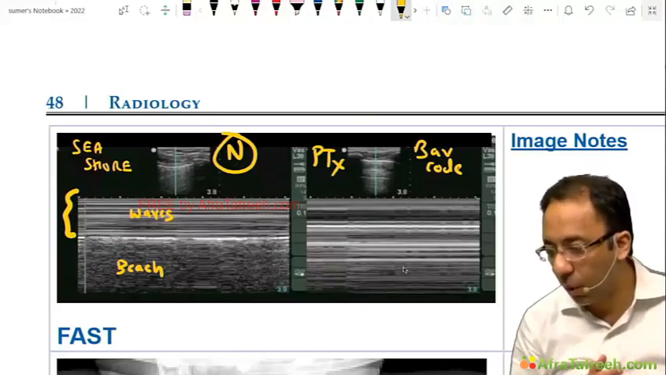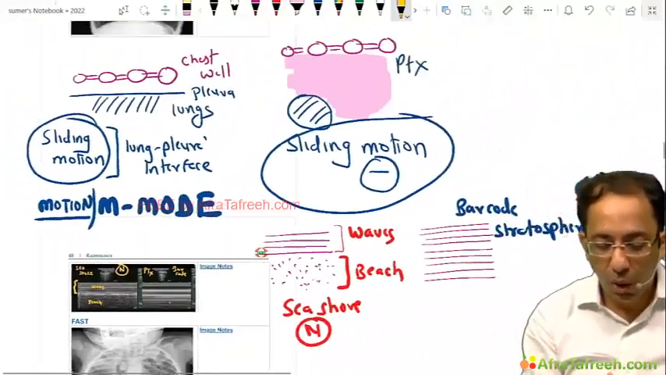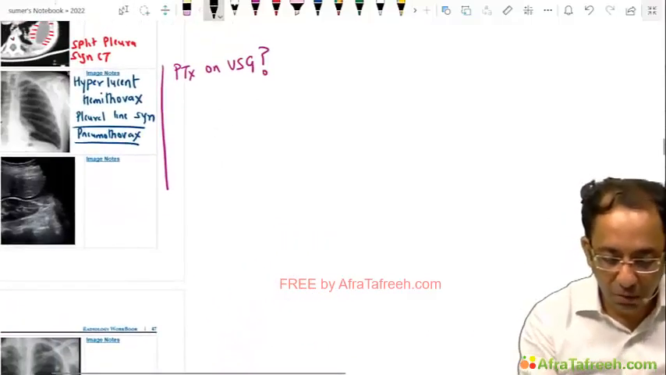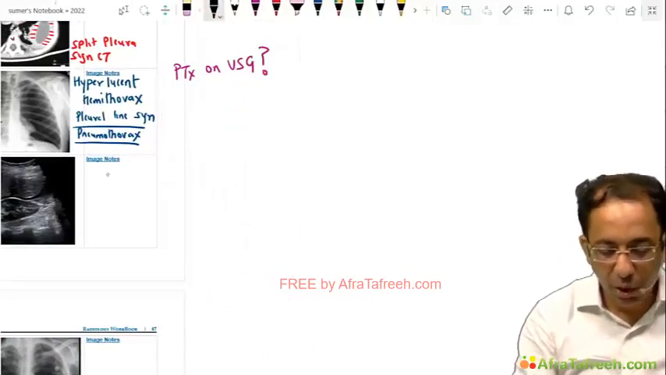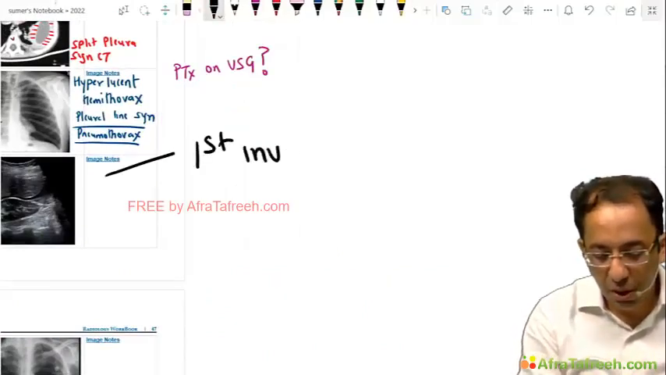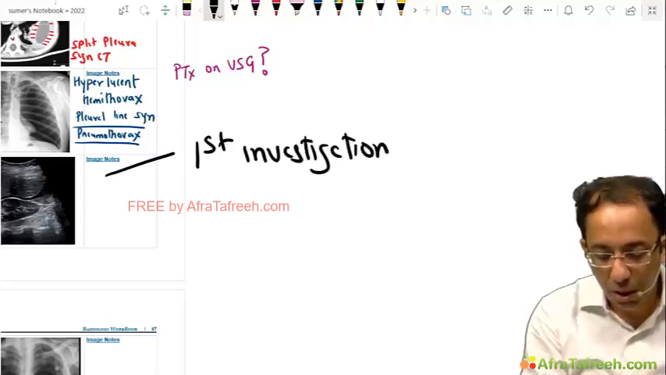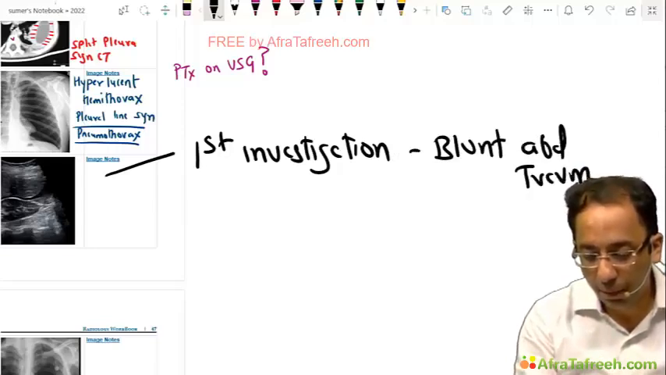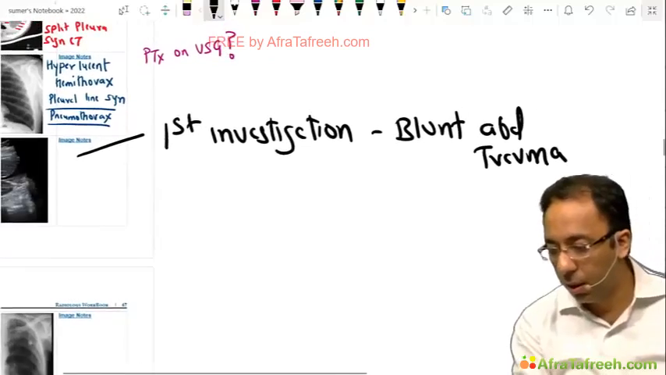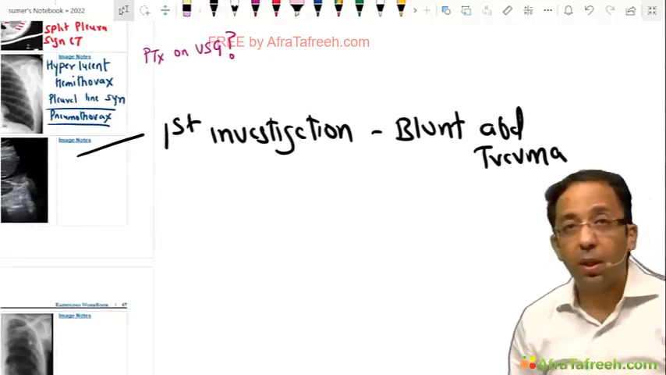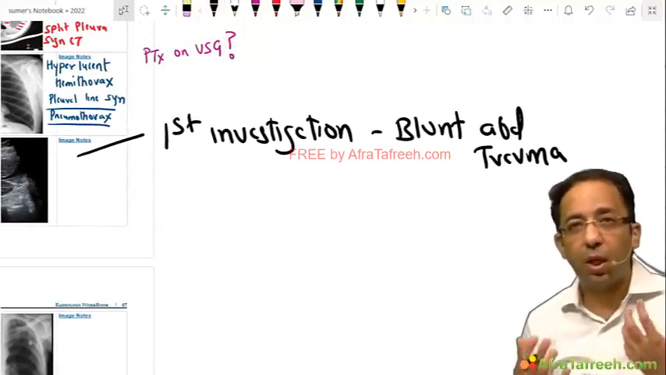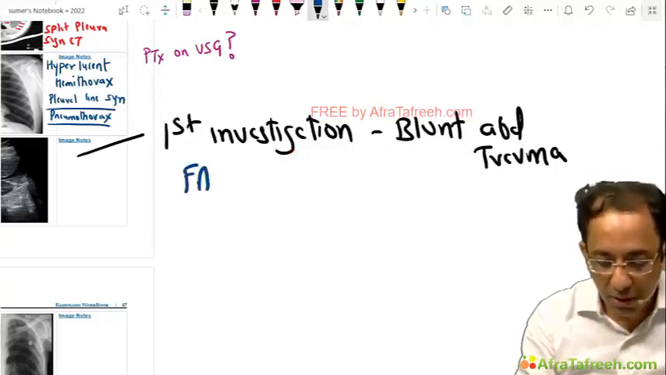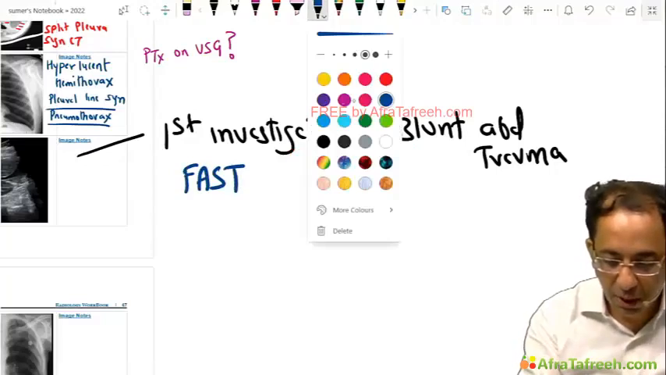Now why is all this so important? Because nowadays we are doing ultrasound as the first line investigation in a patient with road traffic accident. Have you heard of this? What is the first investigation to be done in a patient with blunt abdominal trauma? Anybody tell me? We need to do ultrasound. But that ultrasound is called FAST. What is FAST? Anybody can explain to me?